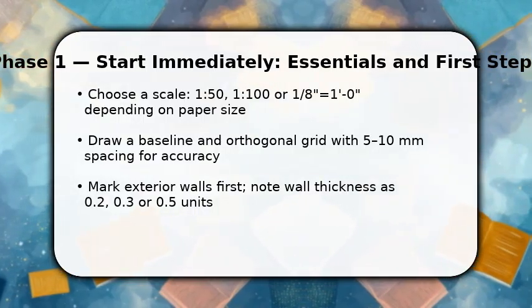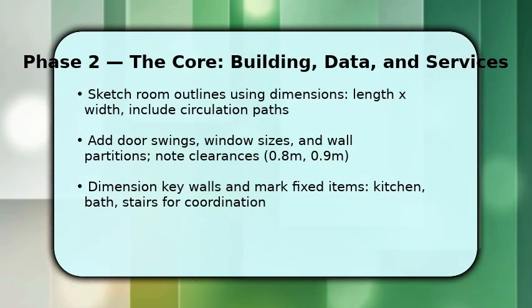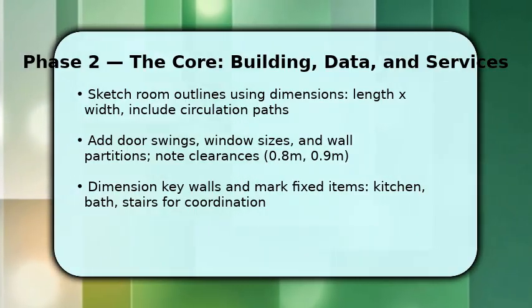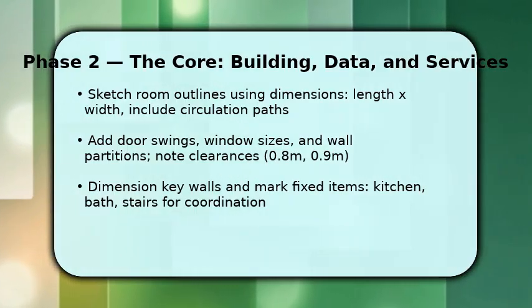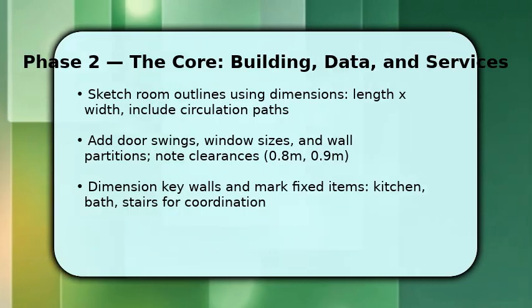You continue by plotting room outlines directly from measurements. Write length by width and reserve circulation lanes. Next, position doors and windows with clear door swings so you avoid clashes. Note clearances like 0.8 m to 0.9 m.